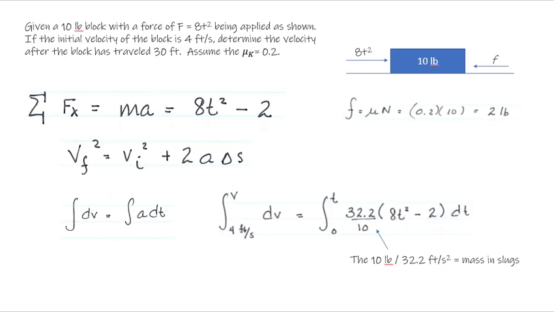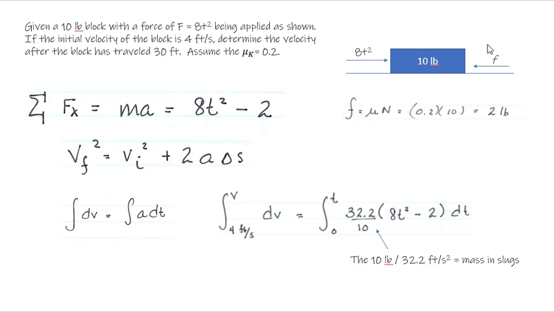So let's start with this one. We're given a 10-pound block, and we have a force that's being applied as a function of time, as shown on the block. We do have a force due to friction, and we want to find the velocity after the block has traveled 30 feet, but we do have an initial velocity. First thing we'll want to do is calculate the magnitude of the force. So I'm going to use the friction as given, and we know that we've got 10 pounds, so my force due to friction is a 2-pound resistive force.